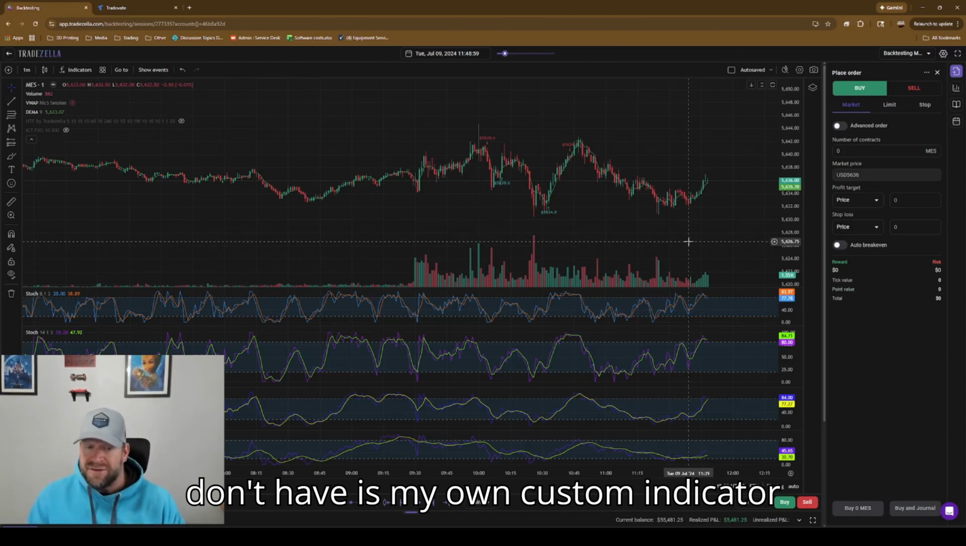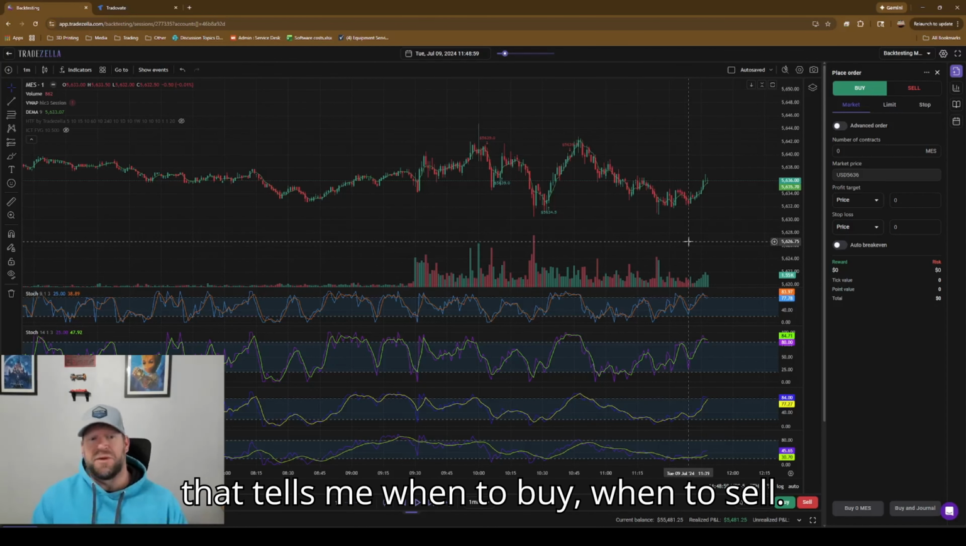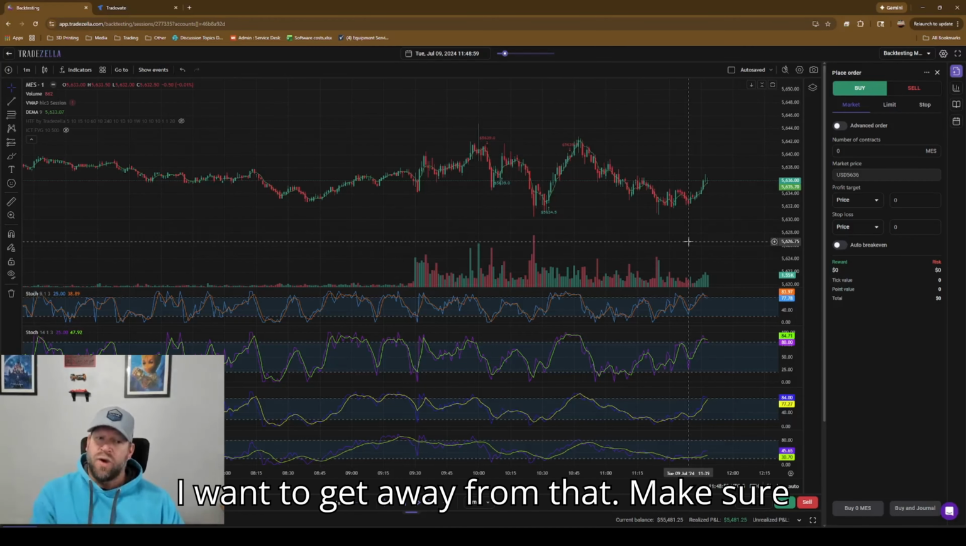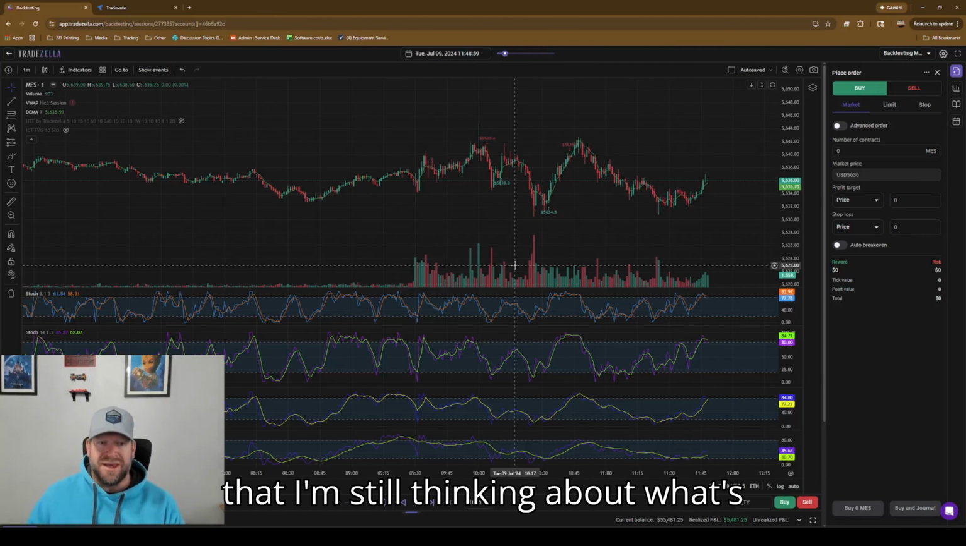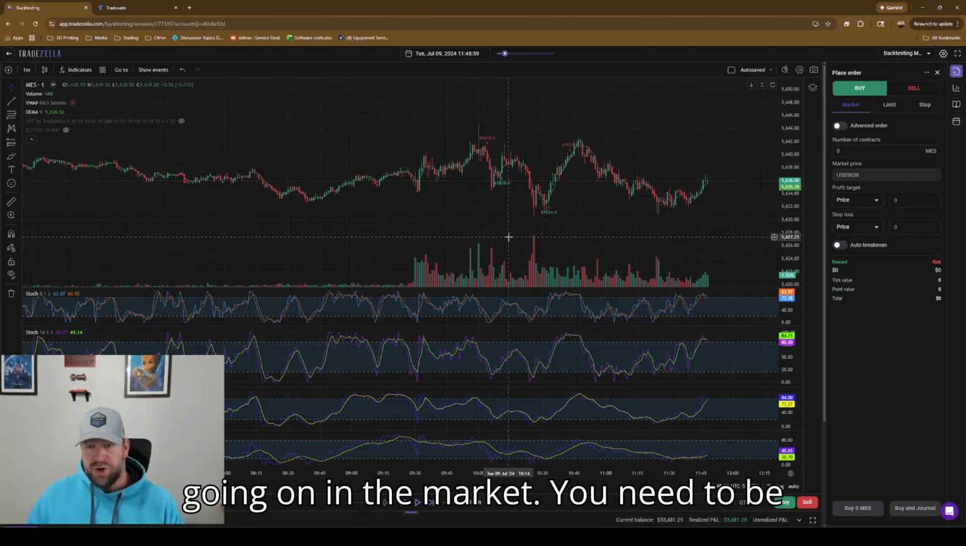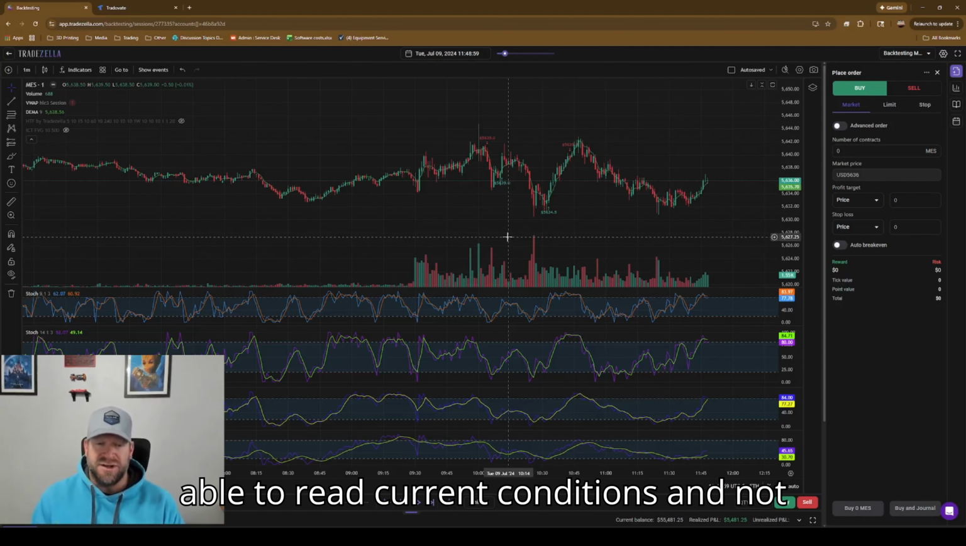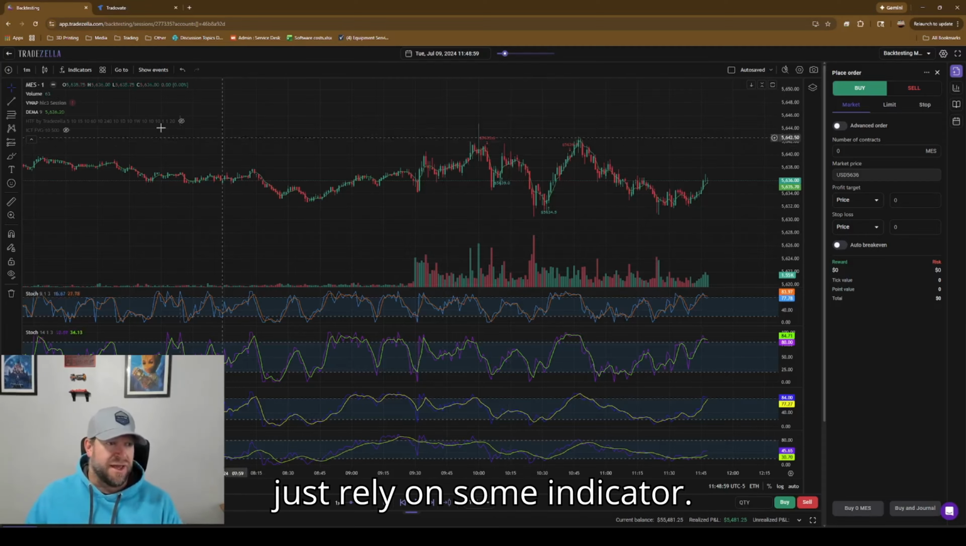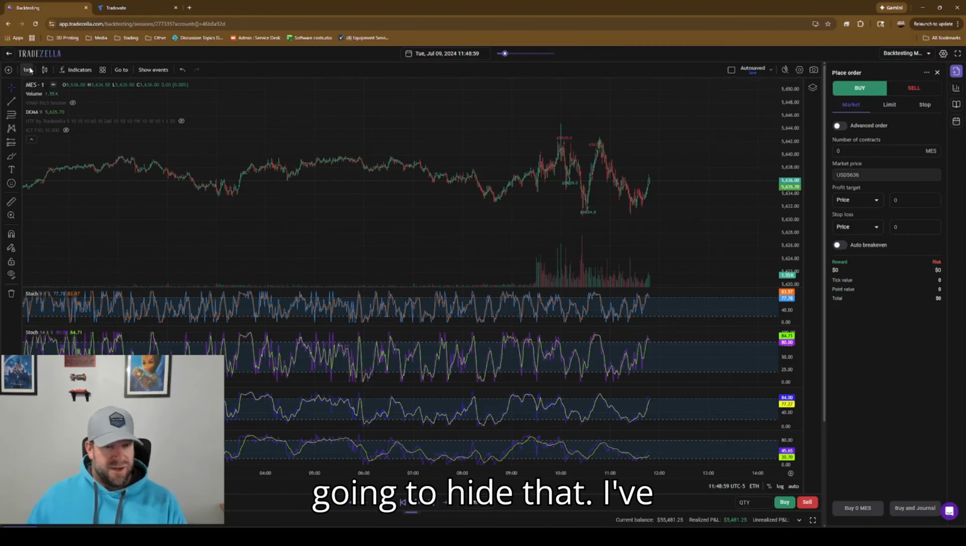What I don't have is my own custom indicator that tells me when to buy, when to sell. I want to get away from that, make sure that I'm still thinking about what's going on in the market. You need to be able to read current conditions and not just rely on some indicator. I'm going to hide that.